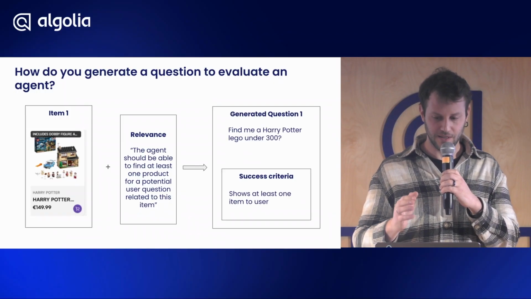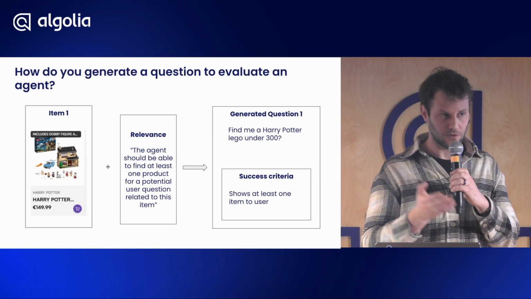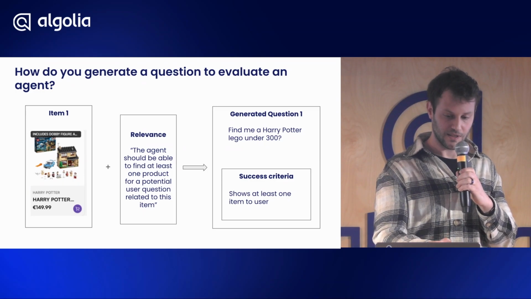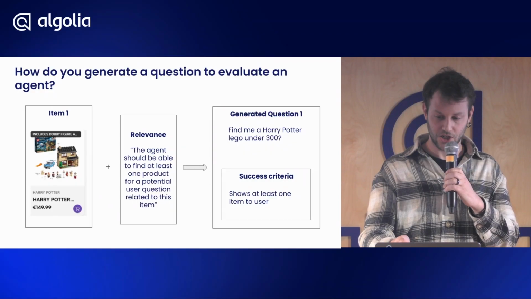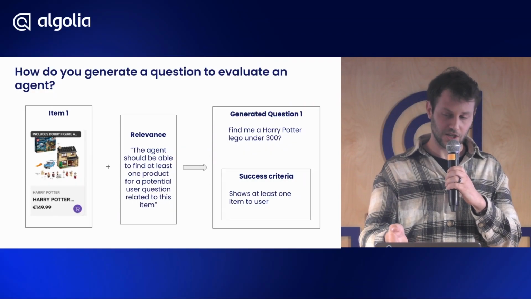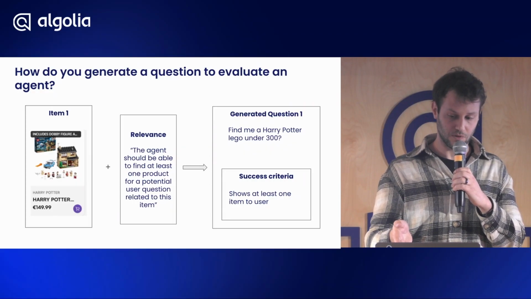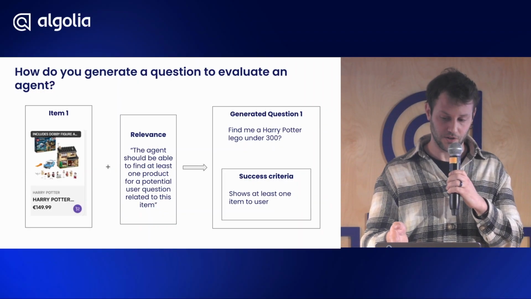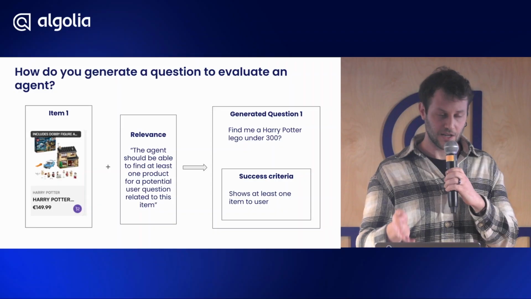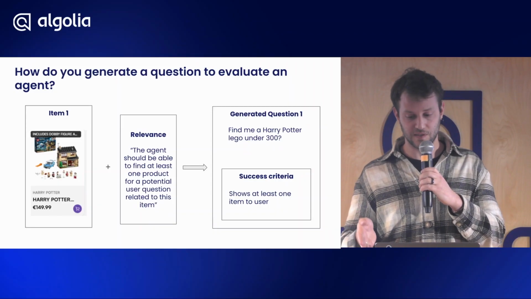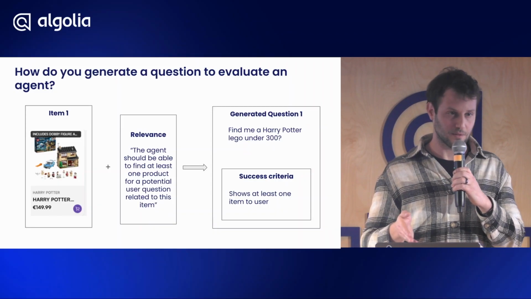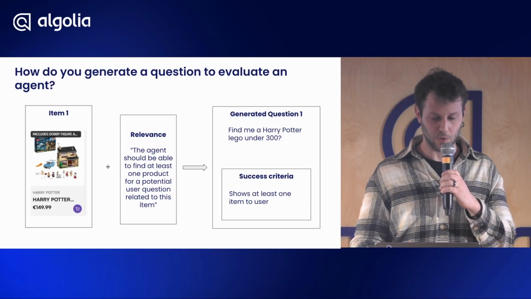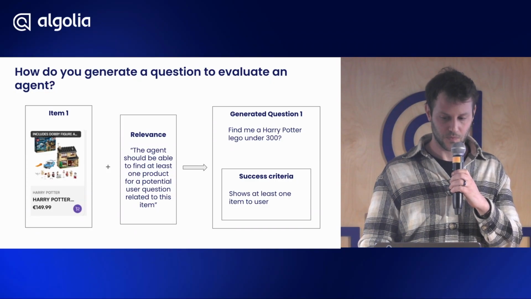And that can generate a question if you use an LLM, because if you send this as a prompt, so you send the item together with this expectation, an AI system can actually generate a sample question for you. So in this case, it generated, find me a Harry Potter Lego under 300, right? And you know that this should result in a success if at least one item that matches this criteria is shown to the user, and you know that this is possible given your data set, okay?